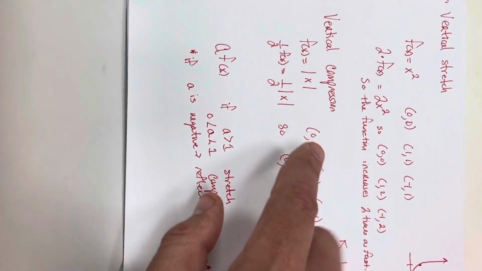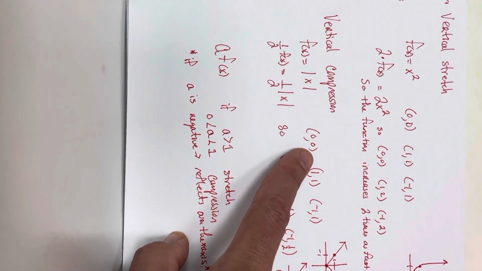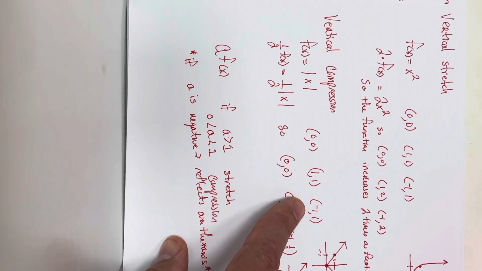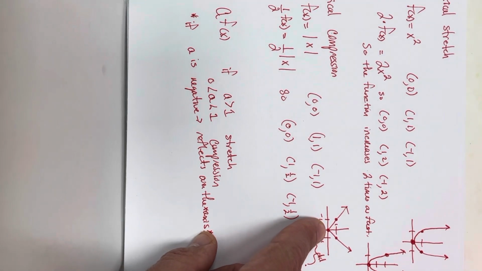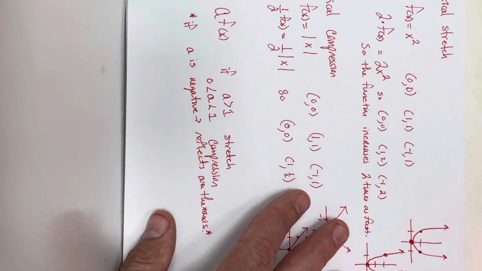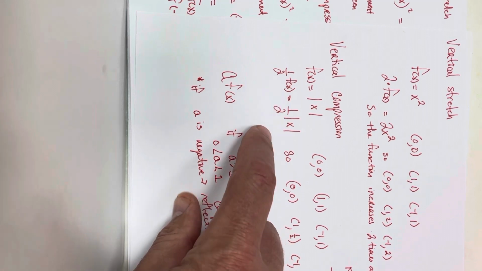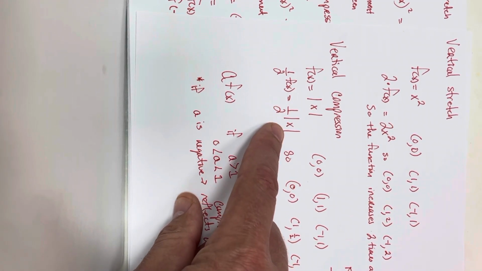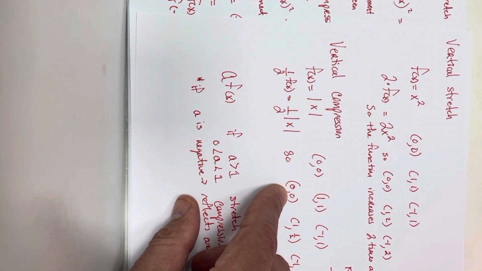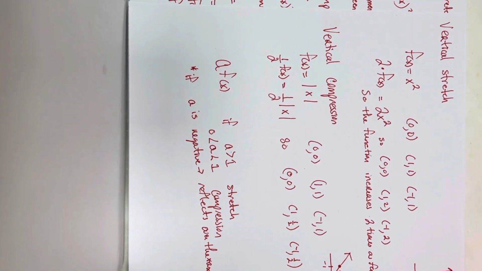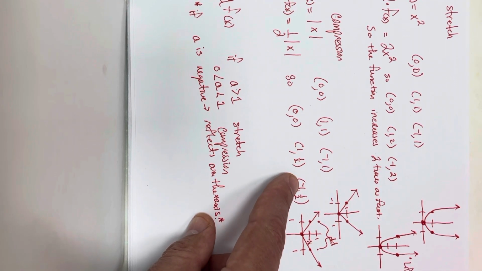Now, for a vertical compression, let's use an example of the absolute value of x. And again, the ordered pairs are (0, 0), (1, 1), (-1, 1). And if you look at the graph, you get this sort of V shape going on. And we're going to take a number that's between 0 and 1, and we're going to multiply it by the function. And so we're going to take 1/2 times whatever value we got from the absolute value of x. So (0, 0) is still (0, 0), because 0 times 1/2 is still 0.